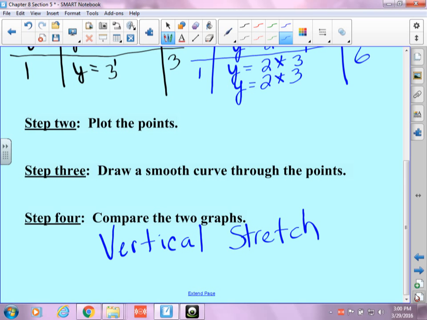Okay? If the blue line was underneath the black line and didn't go up as quick, that would be considered a vertical shrink. And as you do your homework and check your answers, you're going to notice that. So just be aware that it's not always a stretch. It could be a shrink.